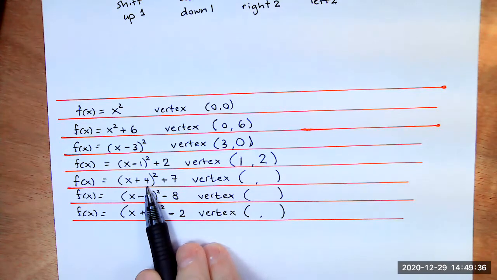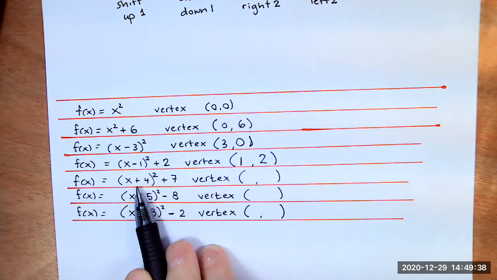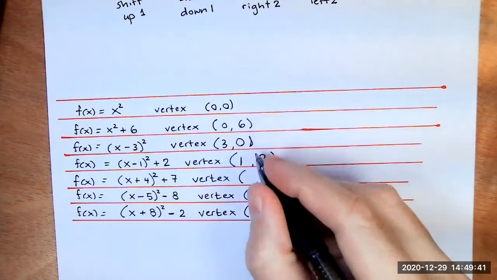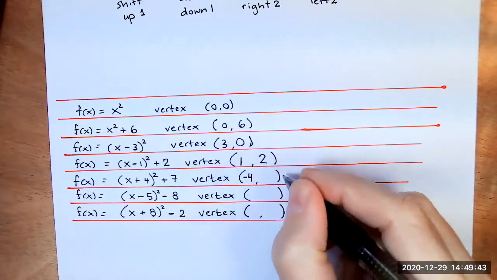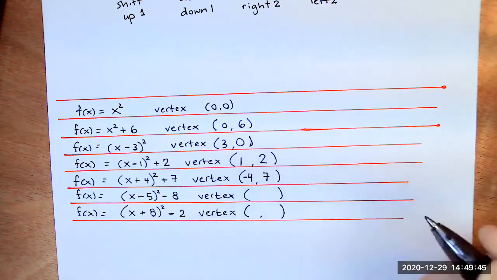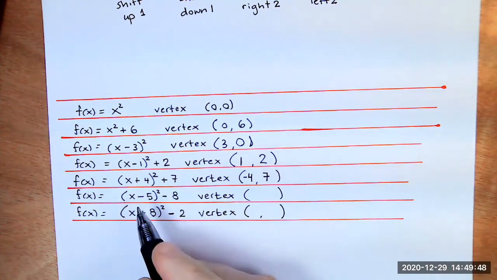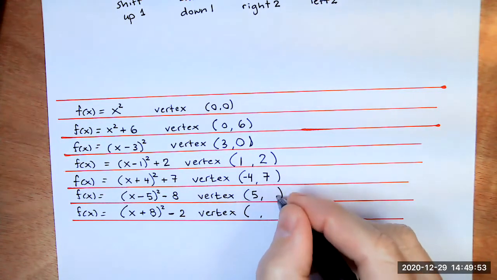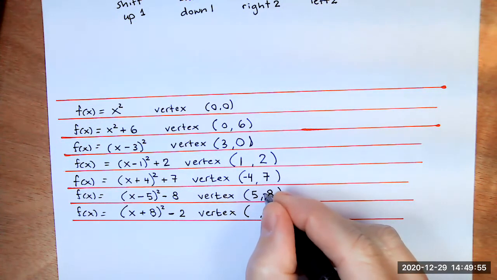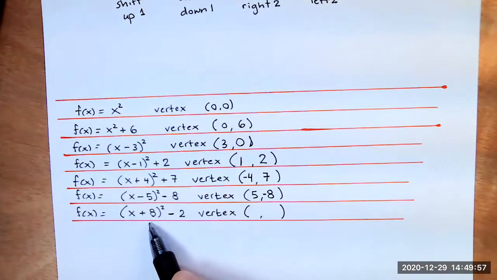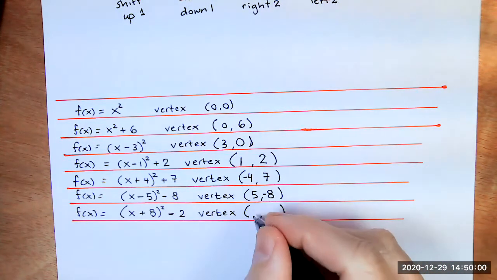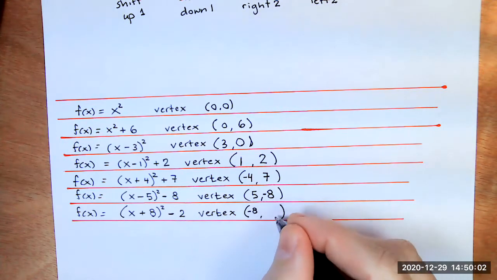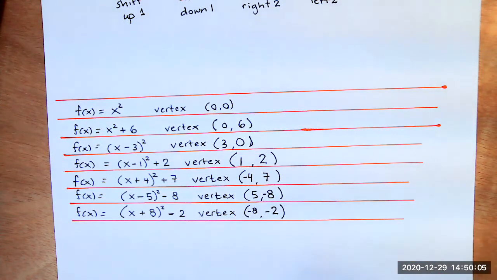All right, remember the inside changes are counterintuitive. So this goes to the left 4 and up 7. This one will go to the right 5 and down 8. And this one goes to the left 8 and down 2. All right, let's look at some other examples.